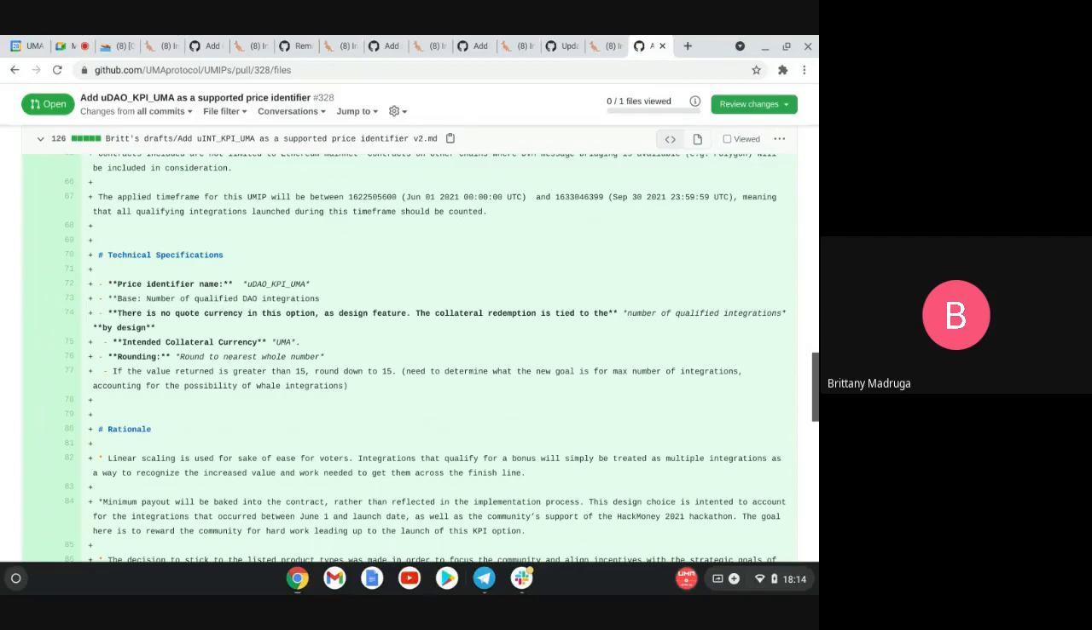So I kind of tried to shift it that way. And so the scaling and all of that stuff happens in the contract kind of behind the scenes. So in theory, all that needs to be in the UMIP is our target number of integrations, as well as how to treat any bonus integrations. And then, maybe this is a question for Sean, I can't remember, I don't know if we need to specify the minimum payout that we wanted to include or not, but the voters don't need to calculate the payout because the contract does that for us.